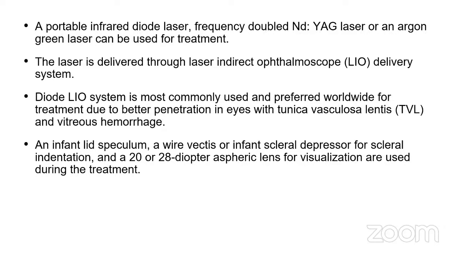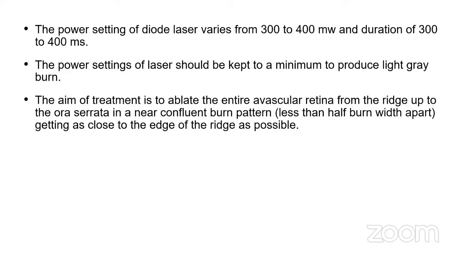A portable diode laser, frequency doubled Nd:YAG laser, or an argon laser can be used for the treatment. The laser is delivered through an indirect ophthalmoscope delivery system. The diode LIO system is most commonly used and preferred worldwide because of better penetration in eyes with tunica vasculosa lentis. An infant lid speculum is placed, and a 20 or 28 diopter aspheric lens can be used for visualization, and nearly 300 to 400 mW power and duration of 300 to 400 milliseconds are the settings.